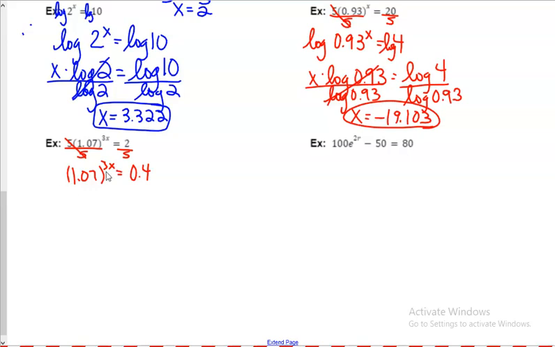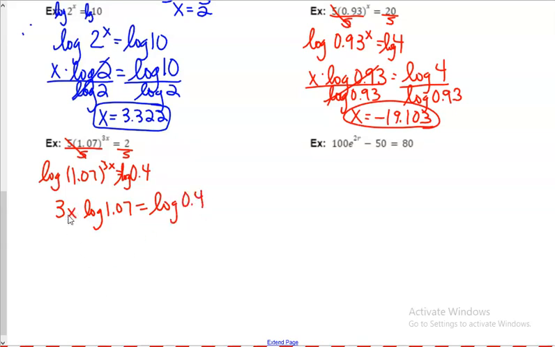Now that we have our exponential by itself, and I have a number down here and not an e, I'm going to take the log of both sides. So take the log here and the log there. And because I have that variable in the exponent, I'm going to take all of that out front. So I get 3x times the log of 1.07 equals the log of 0.4.